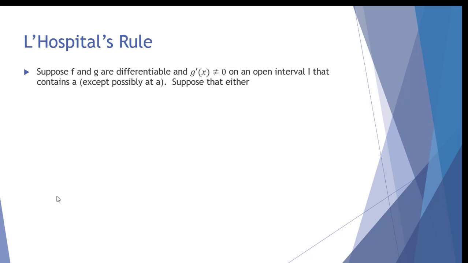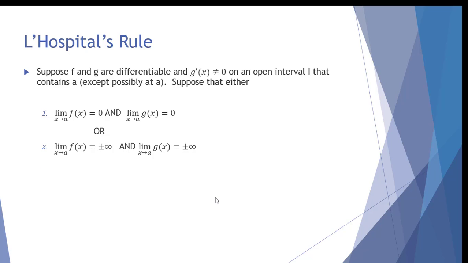Now suppose that when you take the limit as x approaches a of f of x, you get 0, and when you take the limit as x approaches a of g of x, you also get 0. Or your other possibility is that when you take the limit as x approaches a of f of x, you get either positive or negative infinity. It doesn't really matter which one. And when you take that same limit for g of x, you also get infinity. So either both limits are 0 or both limits are some kind of infinity. If you have that case, then here's something that he found as a result.